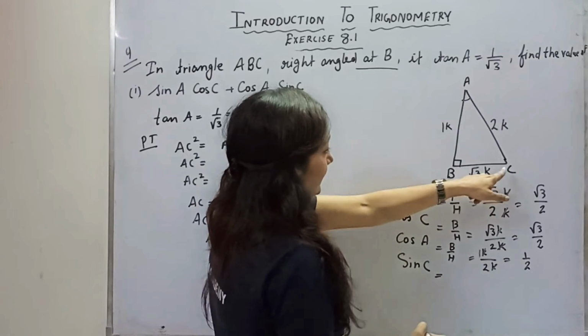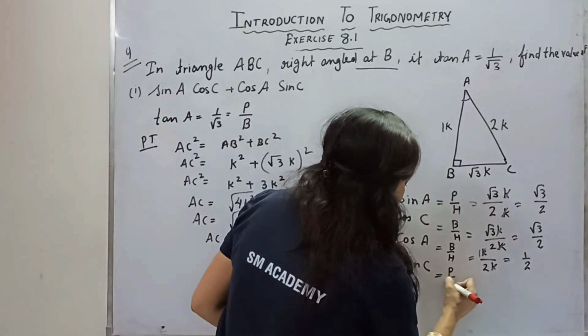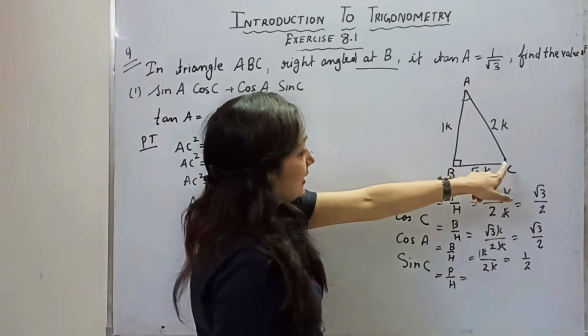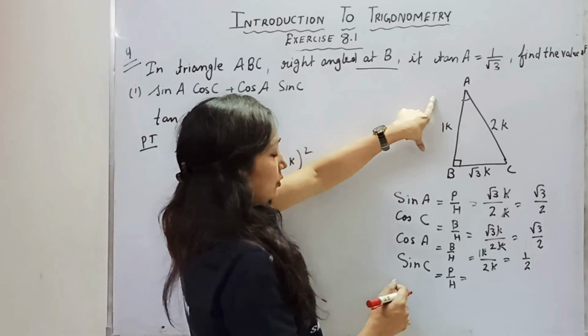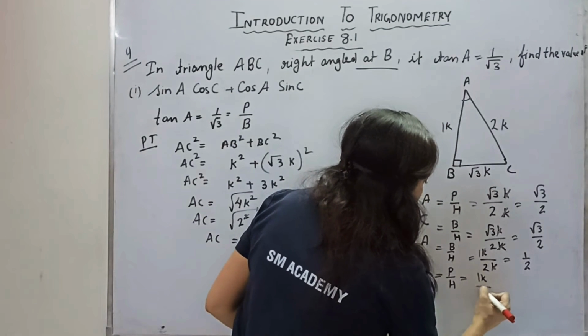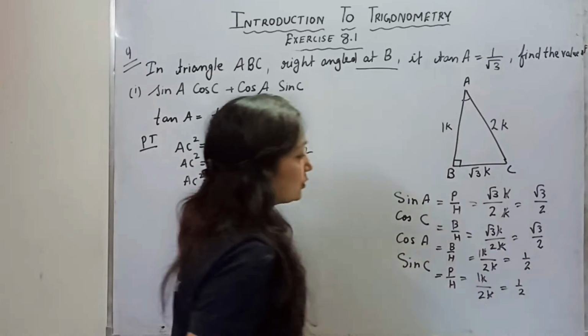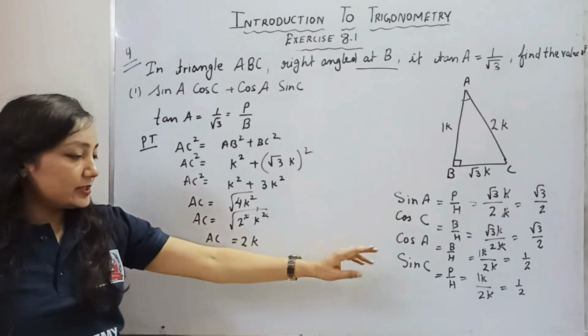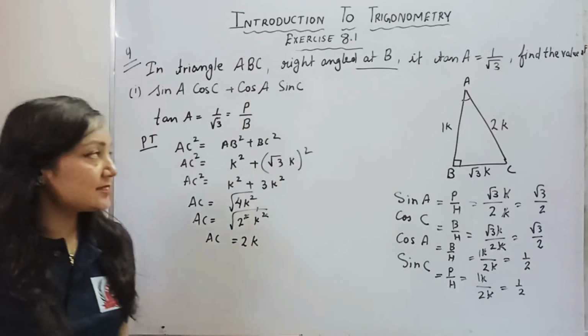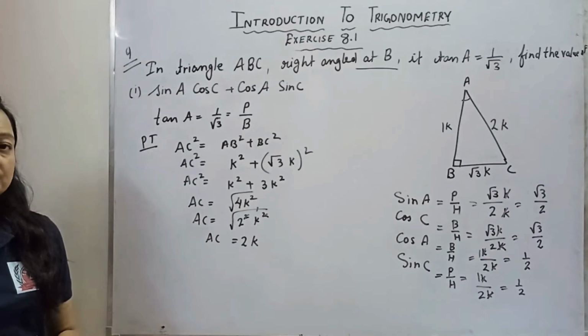And sin C, what is the value of sin C? It's perpendicular upon hypotenuse. If we are talking about this, then perpendicular is 1K and hypotenuse 2K. So this is also 1 by 2. So we got the 4 trigonometry ratios. I'm going to erase it. If you want to note it down, please note it down.